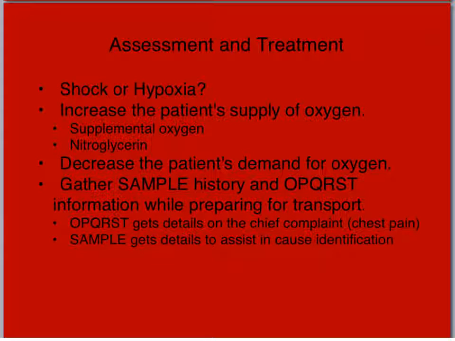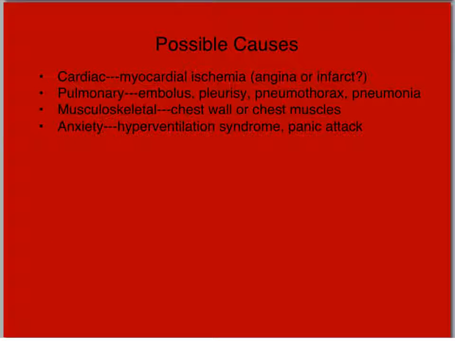Now, OPQRST helps us get more details on that chief complaint, which we will use to try to figure out what the cause is. And sample history, of course, lets us get a more detailed history in general of the patient. There are numerous causes of chest pain. Myocardial ischemia being our primary one that we're concerned about. Is this angina? Is it a myocardial infarction? And then there are other causes as well, many of them pulmonary.